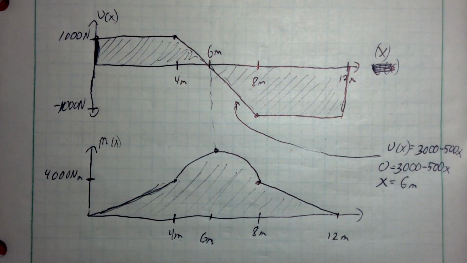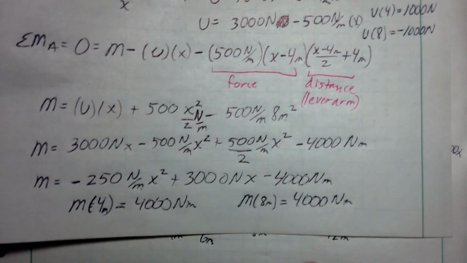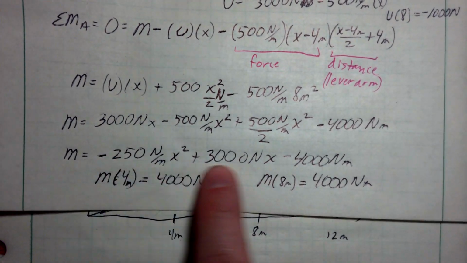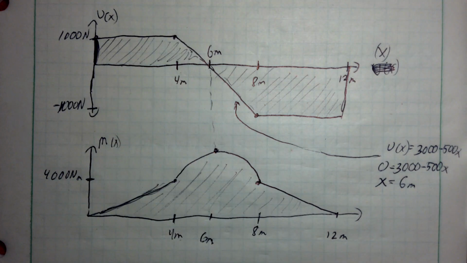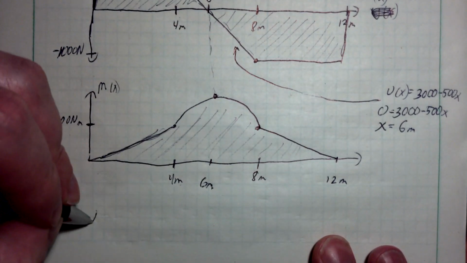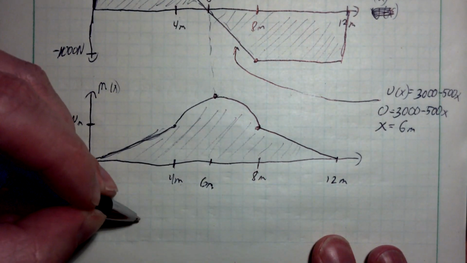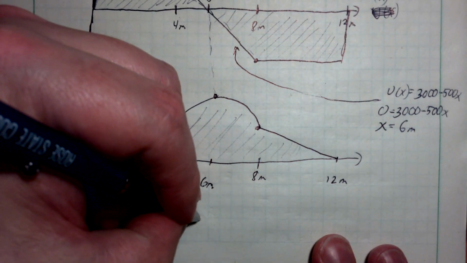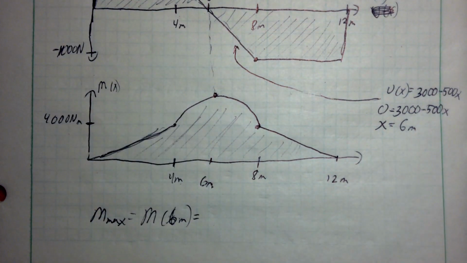So I need to find the equation for that max guy. That's this crazy second order polynomial equation. So I need to run x is equal to 6 through that expression. My max moment is going to occur where x is equal to 6 meters for that expression. I'm going to pause it and do the math so this doesn't get too long.